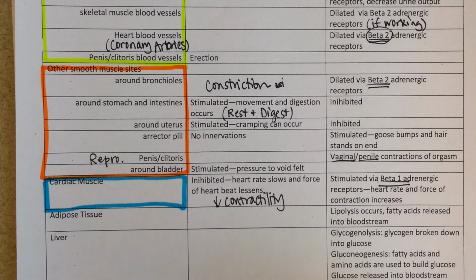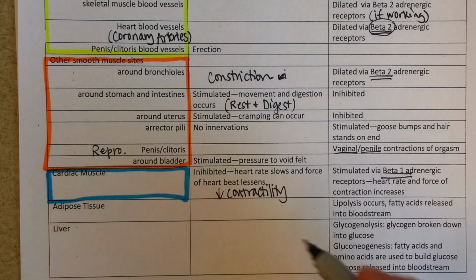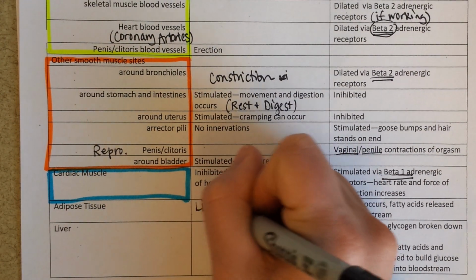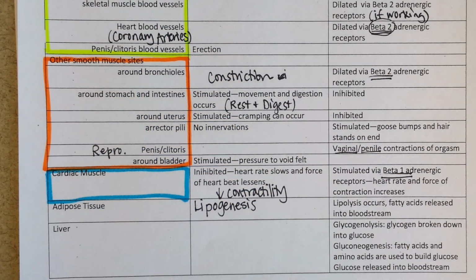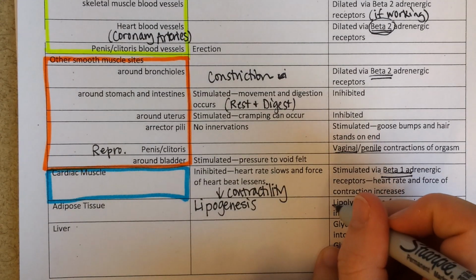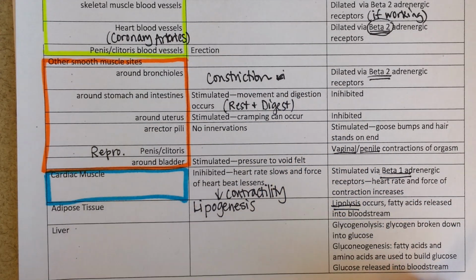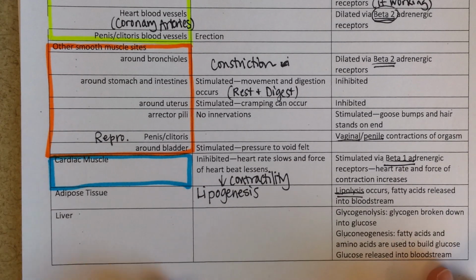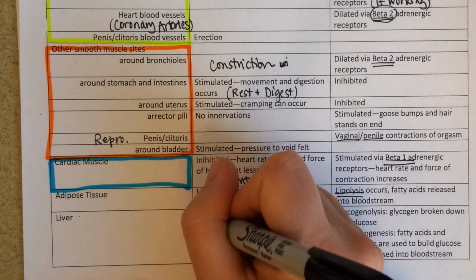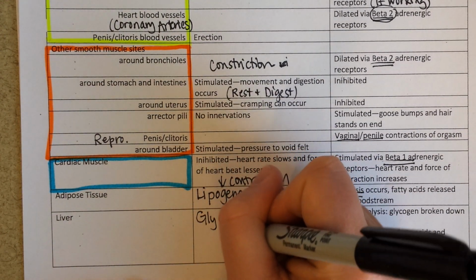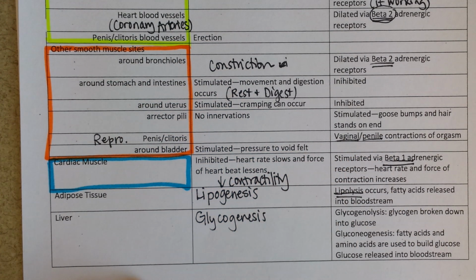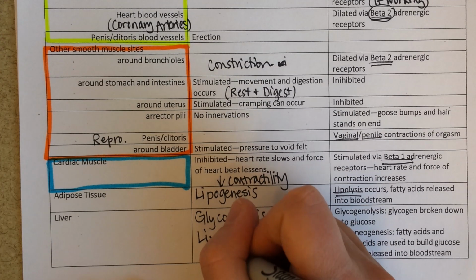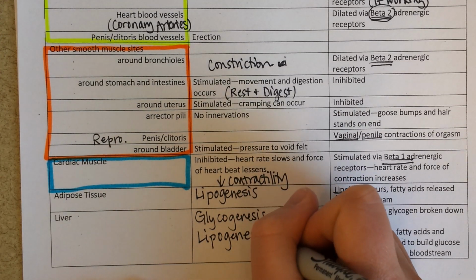Okay, then in adipose tissue, I think you have these words already. Lipogenesis will occur due to parasympathetic stimulation, so that's fat storage. Lipolysis will occur during fight or flight. In the liver, glycogenesis will occur, which will store glycogen for the next time you're going to exercise. And your liver is also capable of lipogenesis.